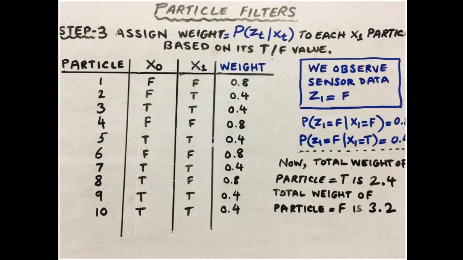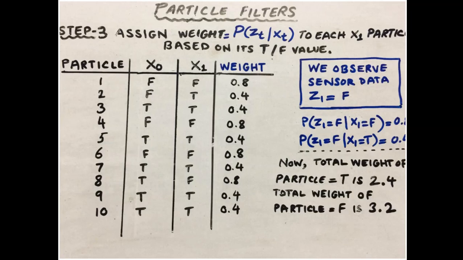Now the total weight of the true particle sums to 2.4 and the total weight of the false particle sums to 3.2. And this is based upon the observation. So we say that, given that the sensor output is false. So maybe I should have said it in the beginning of the slide.